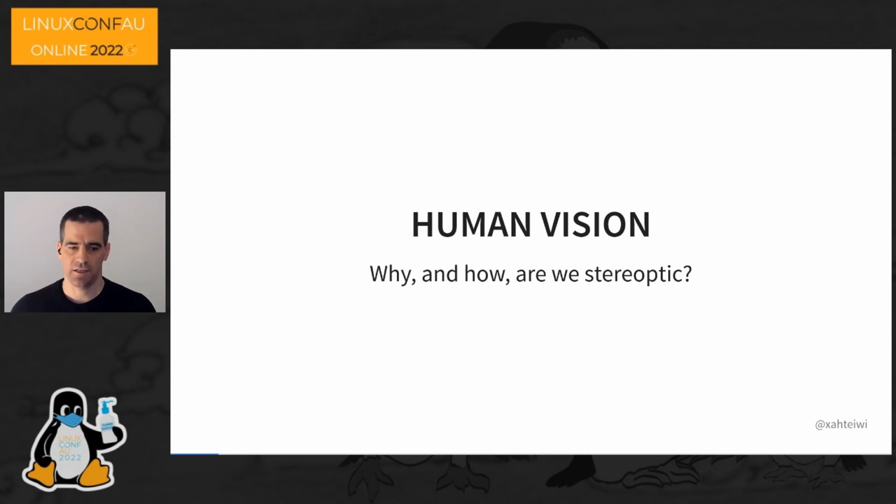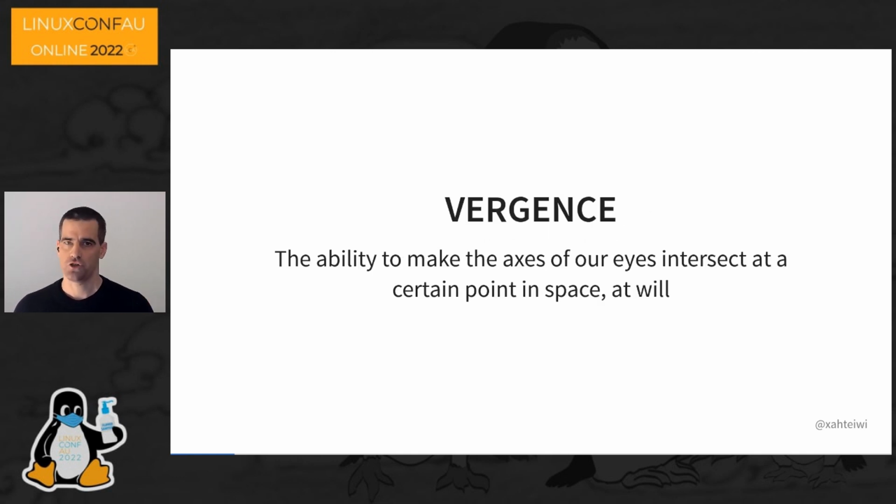So how exactly does that work, and what in our eyes and brains actually makes us sense depth? And the first faculty that we need in order to perceive depth is the faculty of vergence. So vergence is the ability to align the axes of our eyeballs, so our line of sight as we call it, align them and essentially make them intersect pretty much arbitrarily in any point in space in front of us.